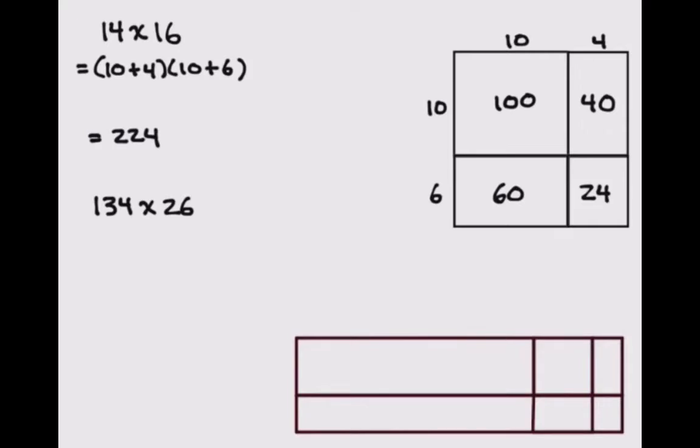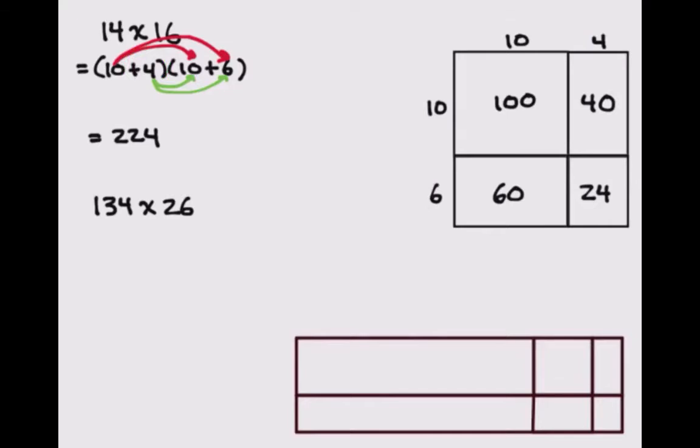Now note, one way to make a connection between the rectangle and the math that's written on the left is note that what we did really is we took this 10 and we first multiplied it by 10 and then we multiplied it by 6. It's as if we distributed that 10 to both the numbers in the second set of parentheses. And then we took this 4 and we multiplied it by both the 10 and the 6. It's like we distributed that 4 to both numbers in the second set of parentheses.